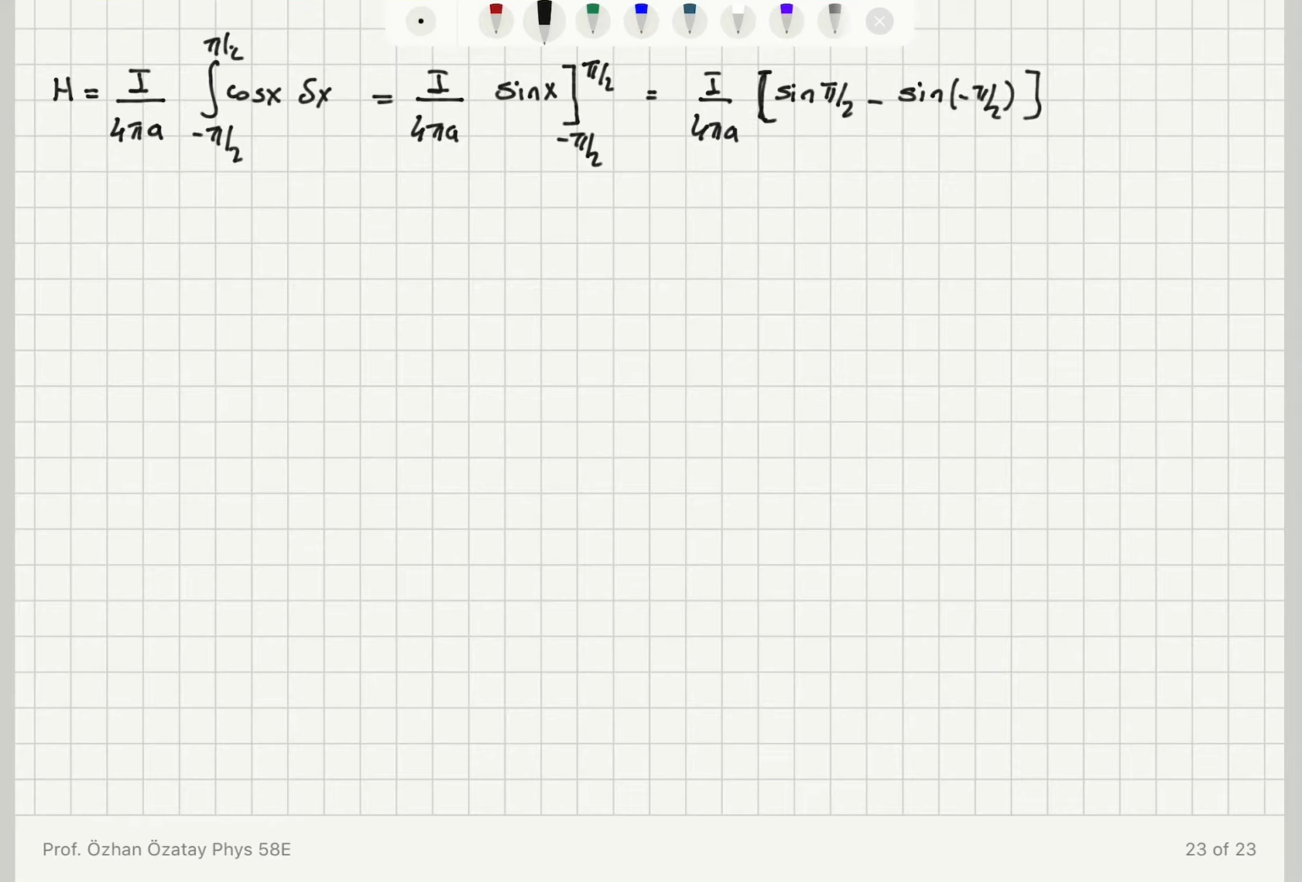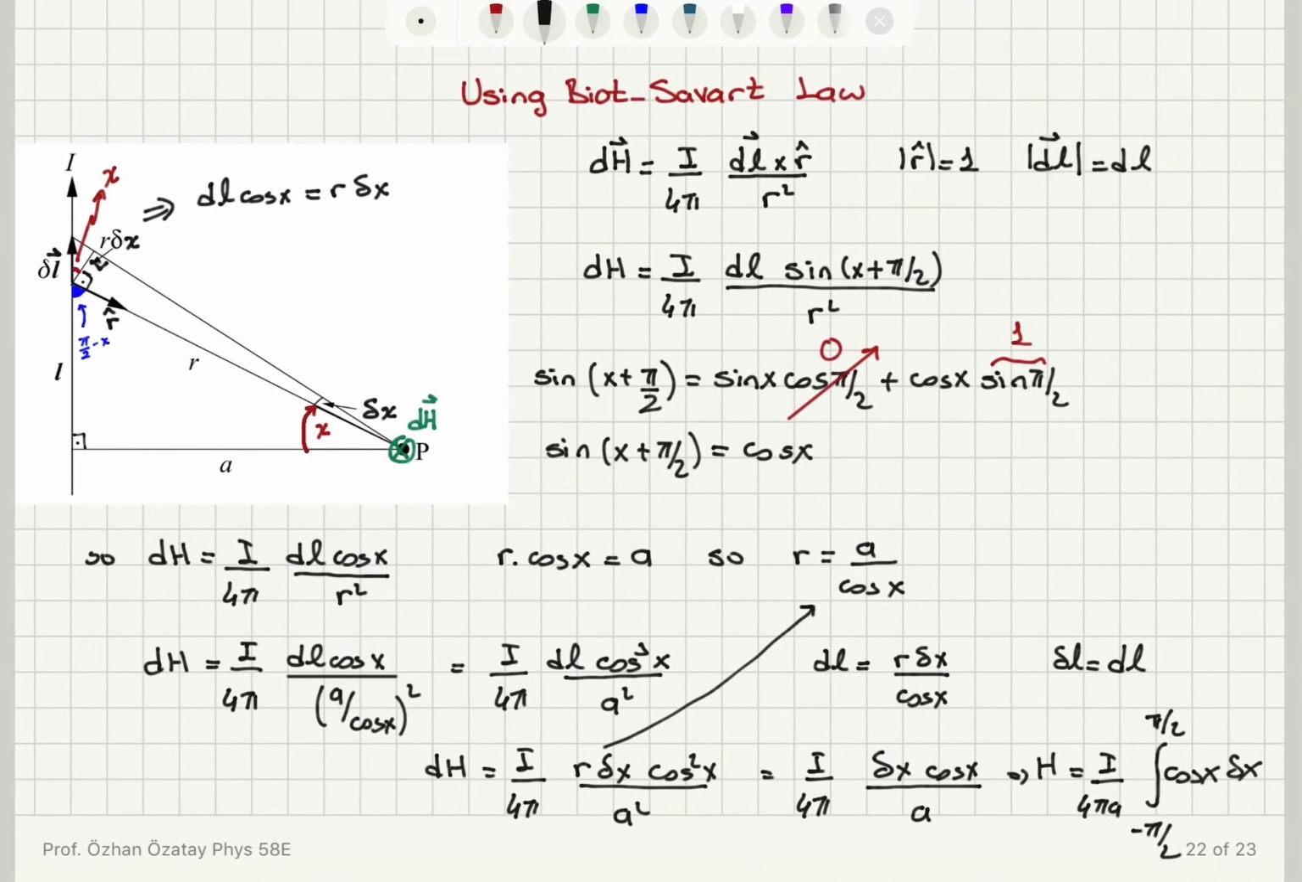So this will become the magnetic field. Sine pi over 2 is 1, sine of minus pi over 2 is minus 1, 1 minus minus 1 becomes 2, I over 4 pi a times 2, so this is going to give me a 2 here. Therefore the magnetic field at position P at a radial distance a is I over 2 pi a. So this is the same answer we found using Ampere's law.